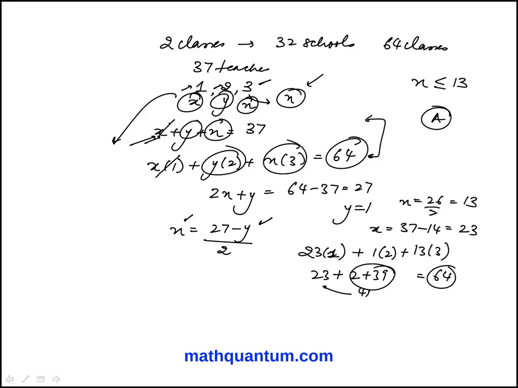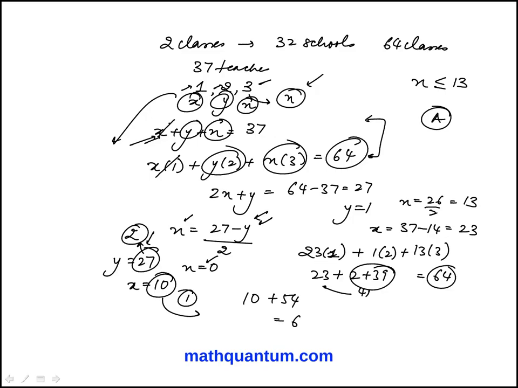But for completion, let me just also do the least possible value, and that would be when y is 27. In that case, n would be 0. But let's check. So in that case, x would be 10. So 10 teachers teach 1 class, 27 teach 2 classes, and none teach 3. So this would be 10 classes, 27 times 2 is 54. If you add them, indeed it adds up to 64 classes. So n is between 0 and 13. So the answer is choice A.